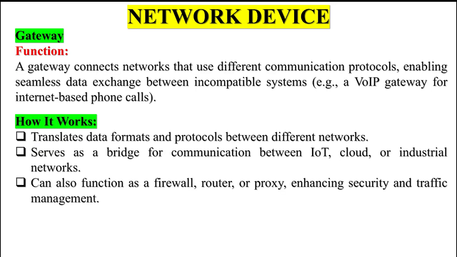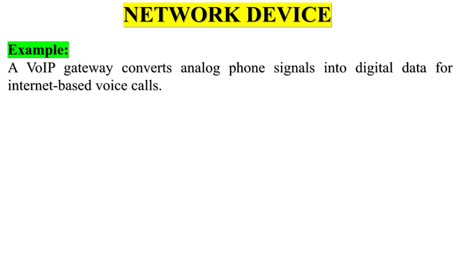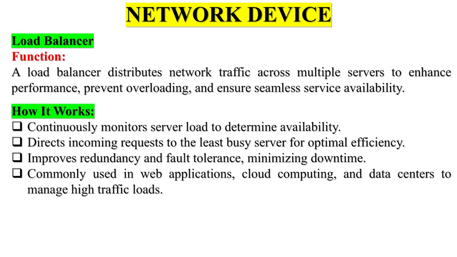Gateway. Function: a gateway connects networks that use different communication protocols, enabling seamless data exchange between incompatible systems, e.g. a VoIP gateway for internet-based phone calls. How it works: 1. Translates data formats and protocols between different networks. 2. Serves as a bridge for communication between IoT, cloud, or industrial networks. 3. Can also function as a firewall, router, or proxy, enhancing security and traffic management. Example: a VoIP gateway converts analog phone signals into digital data for internet-based voice.